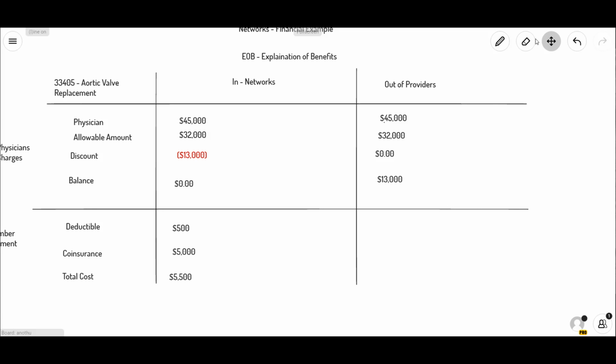And in fact, I'm going to clean that up a little bit and account for that here as well. So we say, okay, what's the member's total? Do they pay the balance? They don't pay the balance because that was written off by the provider. So they pay $0, and then we say their total over here is the $5,500.